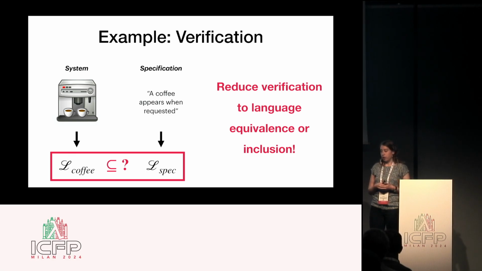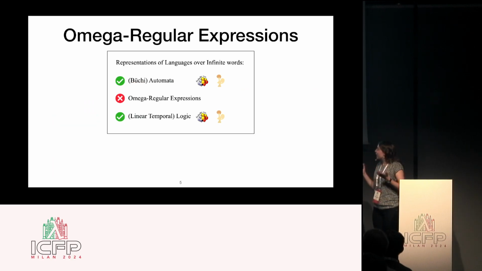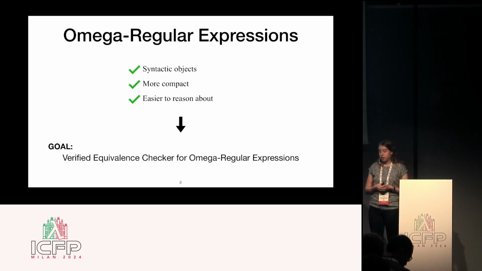In general, we also want our equivalence checkers to be trustworthy or verified, because we all know coffee machines are important. And so let's look at some representations of languages over infinite words. There are automata, omega regular expressions, and logics. Automata and logics were already studied a lot and are also verified in proof assistants, but omega regular expressions not. And this is although they have a lot of advantages. For example, they are syntactic objects and they are easier to reason about, especially in a proof assistant. And this is why the goal of this project is to write a verified equivalence checker for omega regular expressions.